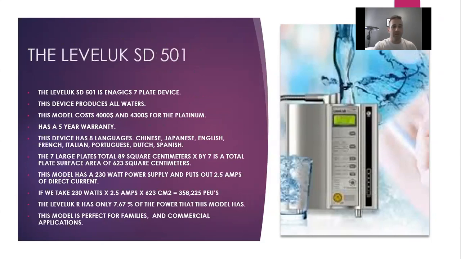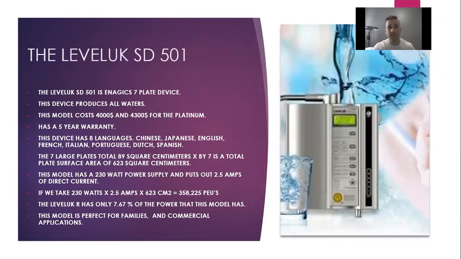These 7 large plates total 89 square centimeters each, so 7 plates is a total plate surface area of 623 square centimeters. This model has a 230 watt power supply. So this power supply is over double the Level Up R and JR2. It's double the JR2's power supply. So we're getting a lot more power because we have a lot more plates. And it puts out 2.5 amps of DC current when producing 9.5.